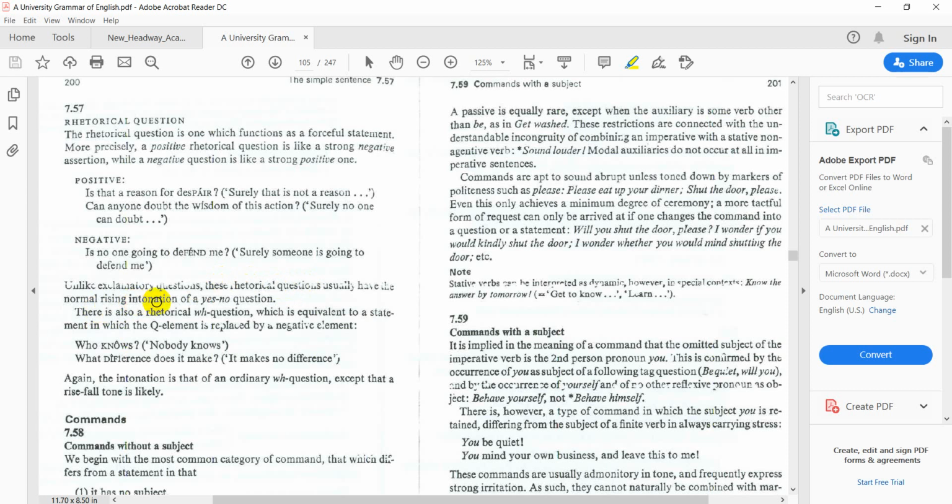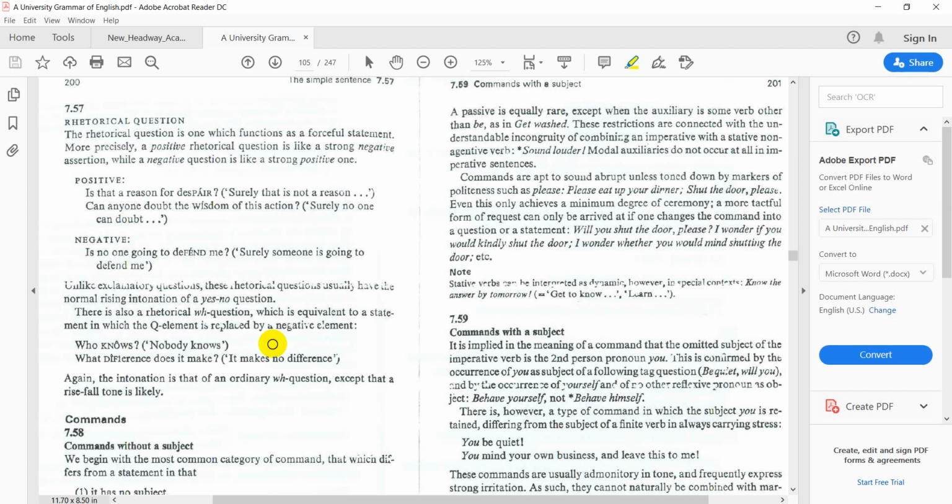Unlike exclamatory questions, these rhetorical questions usually have the normal rising intonation. So they have the normal rising intonation of a yes, no question. There is also a rhetorical WH question, which is equivalent to a statement in which the Q element is replaced by a negative element. It means that I'm asking positively, but the meaning is negative.